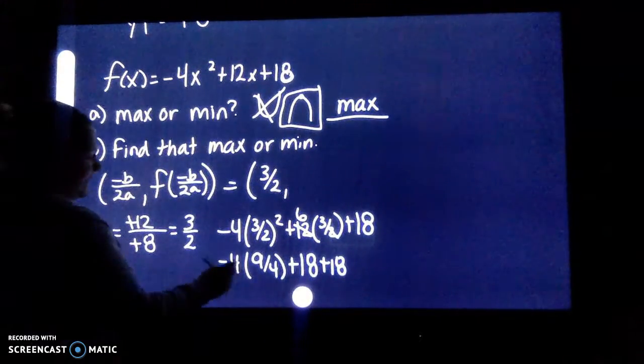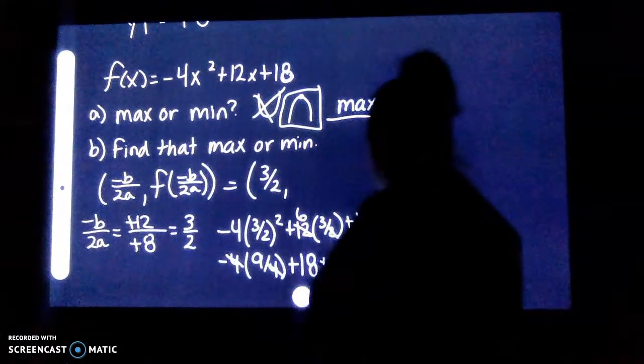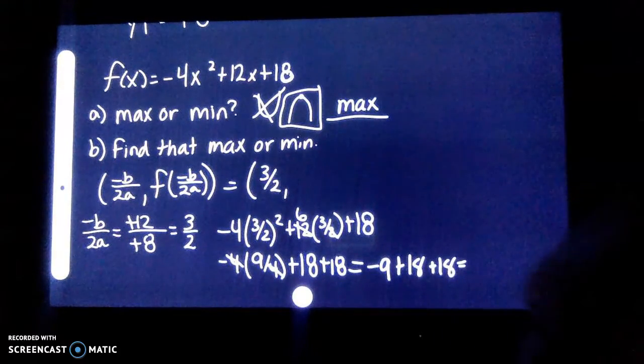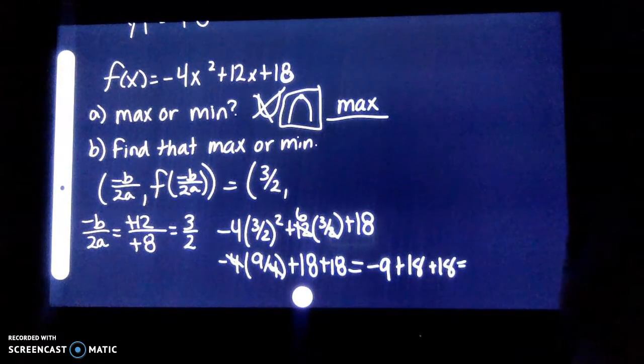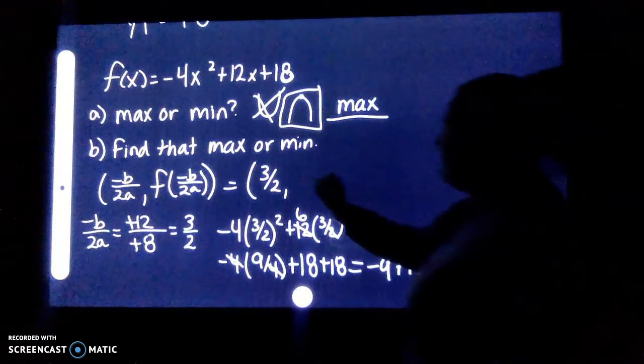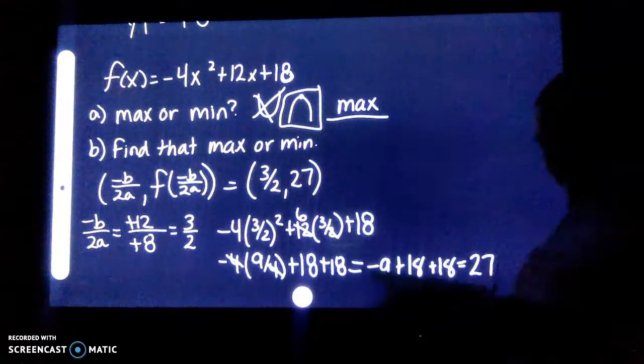I can kind of do the same thing here. This 4 is going to cancel out that 4. So I'm just going to be left with -9 plus 18 plus 18. -9 plus 18 is +9. Plus 18 is a +27. So my maximum vertex is at 3/2, 27.